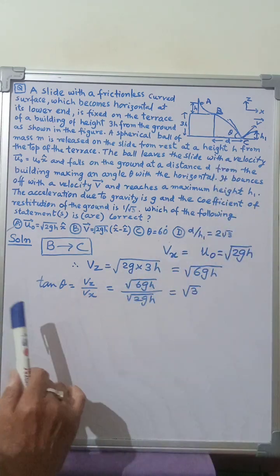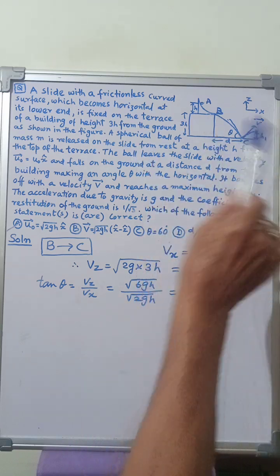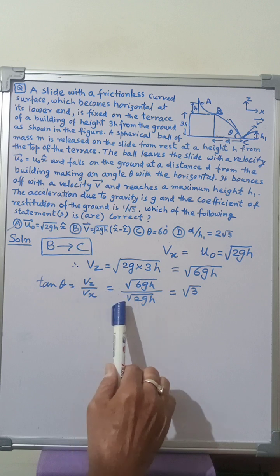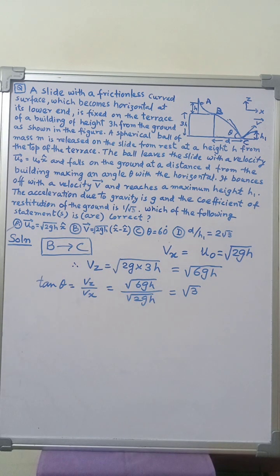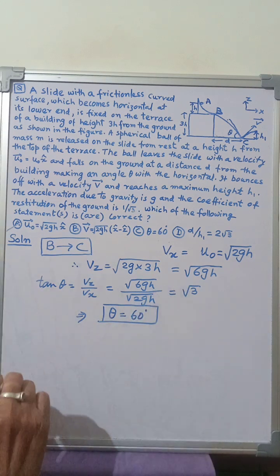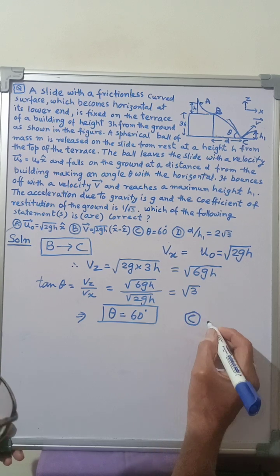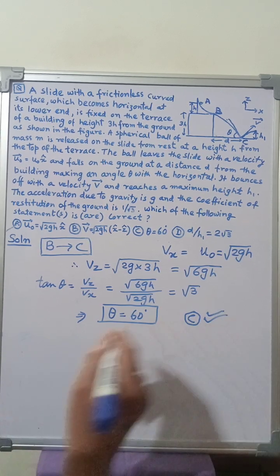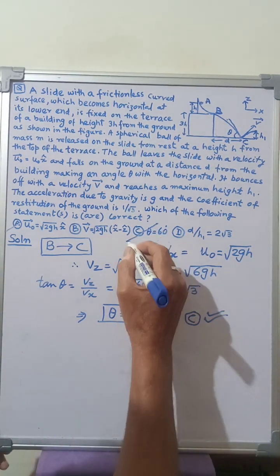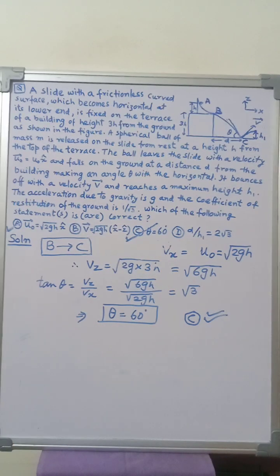Therefore we can calculate tan theta = Vz by Vx. Vz by Vx is equal to root over 6gh divided by root over 2gh, which is equal to root 3. Therefore we get theta = 60 degrees. Therefore we get option C is correct. Let's mark it here. C is also correct. A and C are correct.